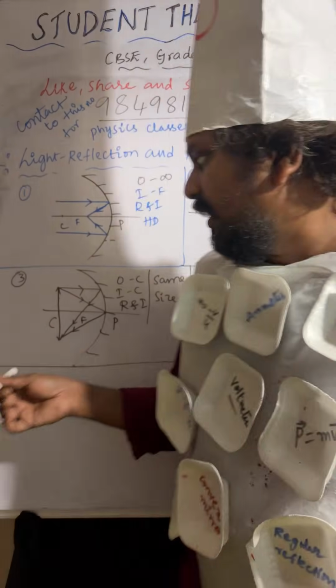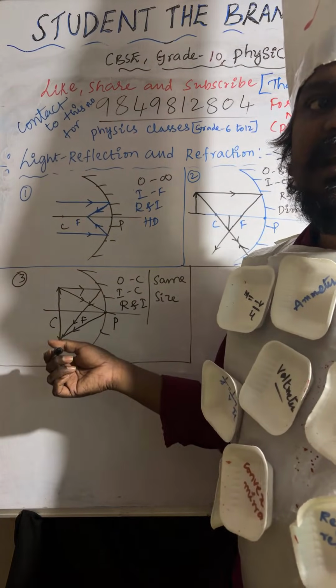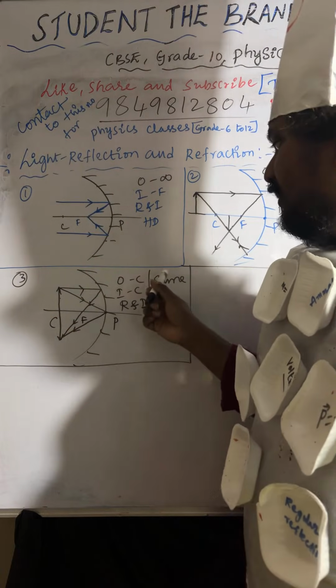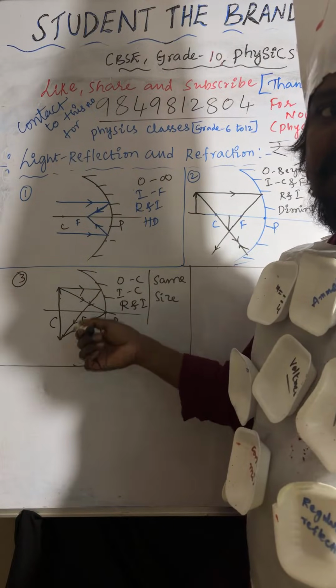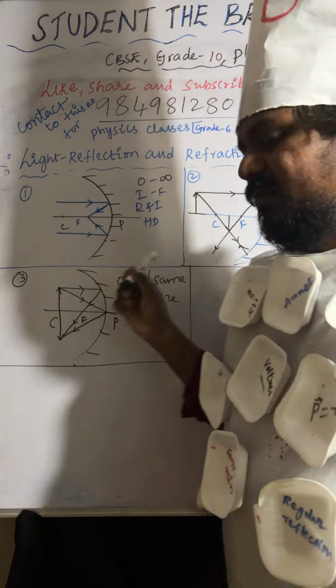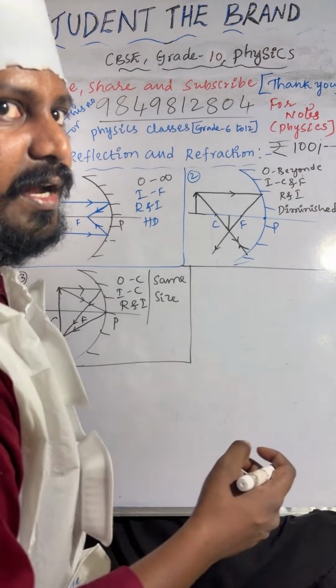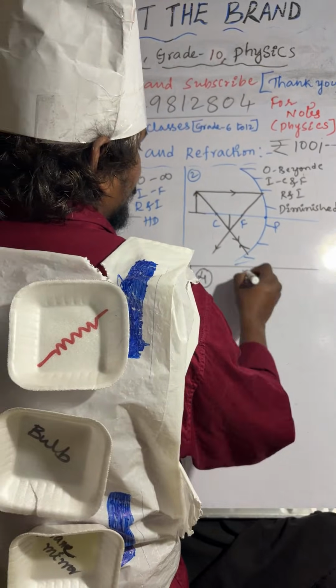In this case only, object and image will form at the same place. That's why the size is the same. Object is placed at C, image also will form at C. Nature of the image is real and inverted, and size of the image is same size. I hope it is very clear. So this is the third one. Coming to the fourth one.